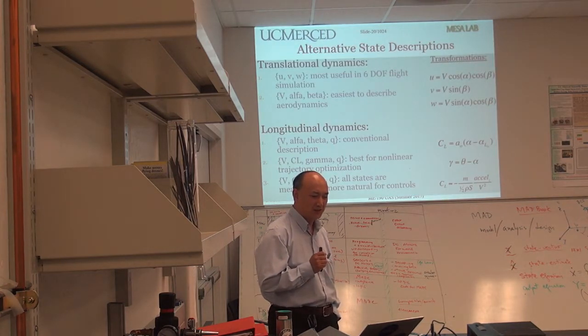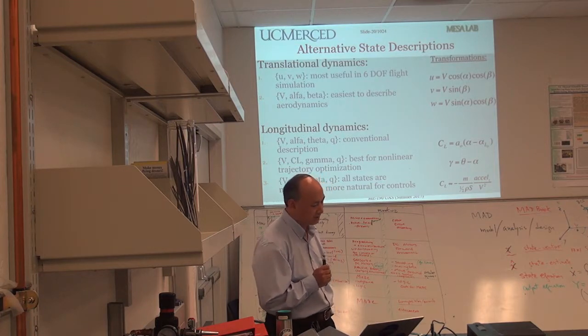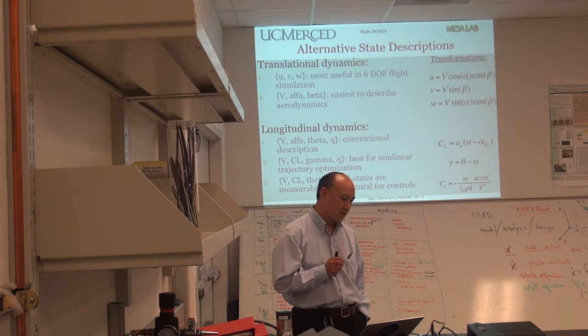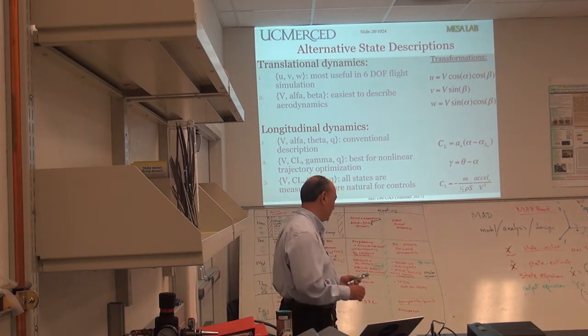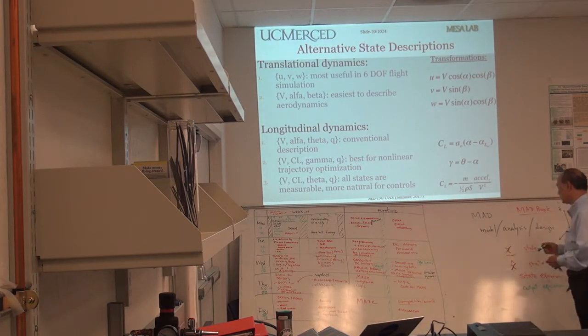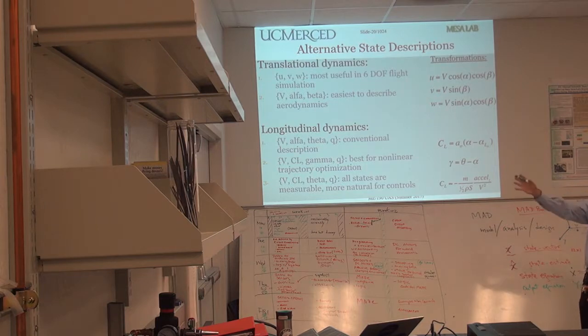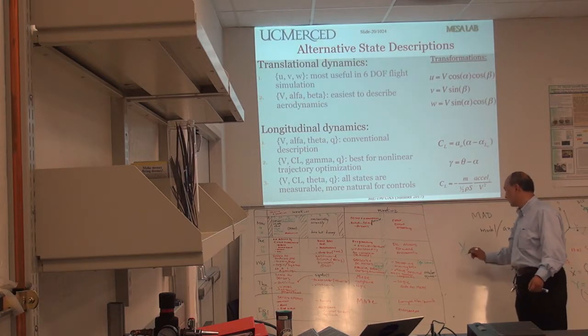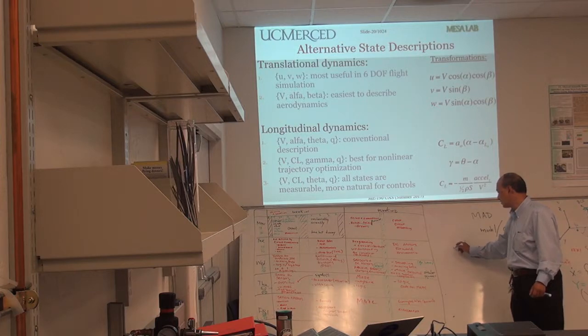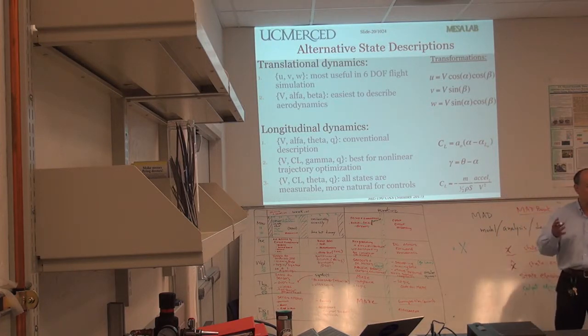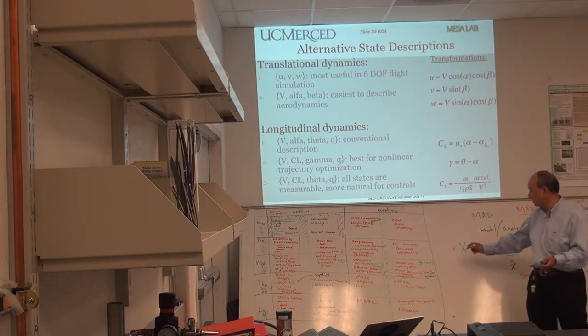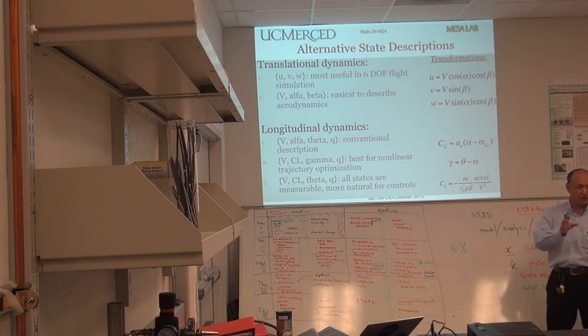So there are alternative state descriptions. Let me add a high level comment on the state vector. We chose those 12 variables as the state vector, but that is not unique. If I say x is a vector, a state variable, and I multiply it by a constant k, then k times x is also a state vector. So there are infinitely many choices of k here, and also infinitely many choices of variables.